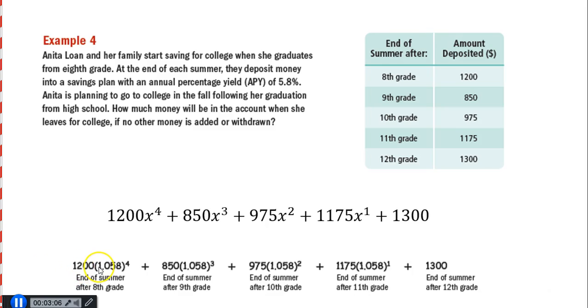So it's the 1,200 times 1.058 to the 4th plus the 850 plus, notice all these x's are the same because the interest rate never changes. And then the 1,300 doesn't have that interest right there because it's not earning any interest whatsoever. So this is a kind of general polynomial form in terms of a word problem here when we have a constant percentage rate over some time in which we're saving some money.